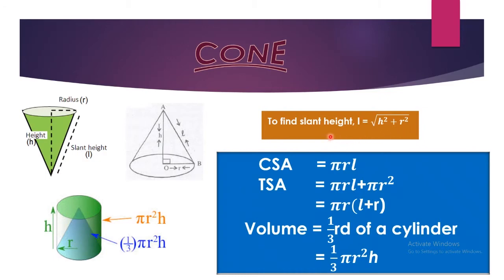Now moving on to its formulas. Curved surface area. The curved surface is the outer surface other than the base. So the curved surface area will be pi r l, and total surface area is curved surface area plus area of base. Base is a circular portion, so it will be pi r square. So pi r l plus pi r square. Taking pi r common, it will be pi r(l + r). And the volume of cone: the cone is actually 1/3 portion of a cylinder. So the volume of cone is 1/3 into volume of cylinder, that is pi r square h. So 1/3 pi r square h.